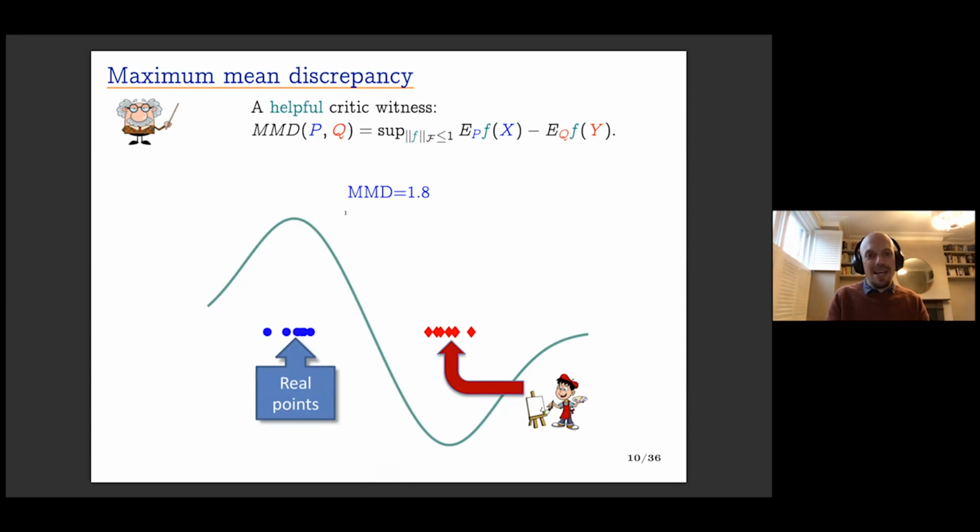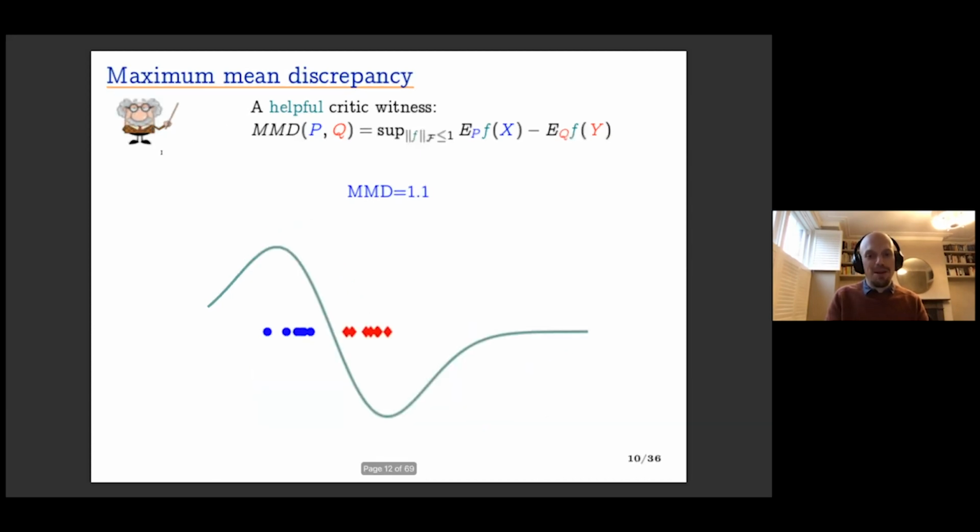All right. And once again, for the class of functions that I've chosen for this illustration, this is a helpful critic class because as my red approaches my blue, MMD is dropping. So it starts at 1.8, it goes down to 1.1. So I have a constructive critic here.